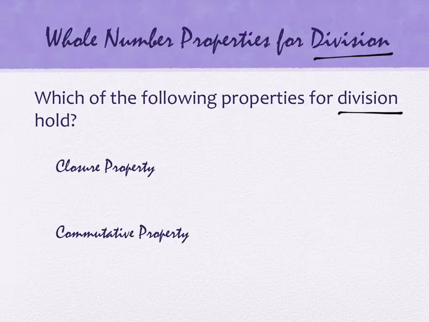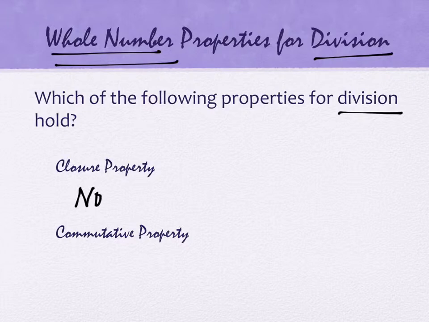So closure. Remember, closure is the idea that if we take two values, and again, we're looking at whole numbers, this is the whole number properties, so we take two whole numbers and we use this operation, and this operation, of course, right now is division. Do we always get a whole number? And of course, the answer is no.